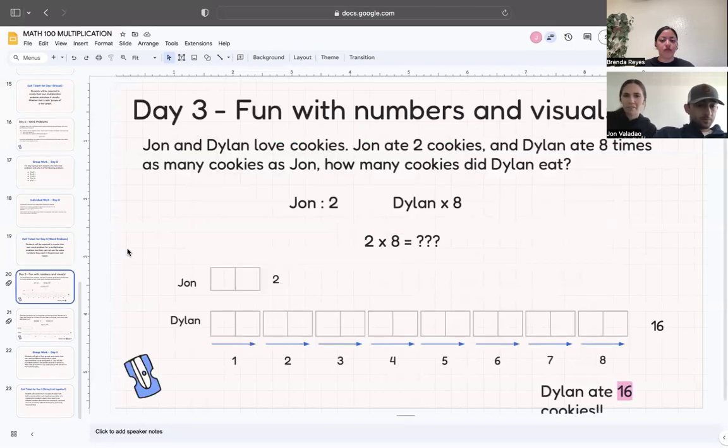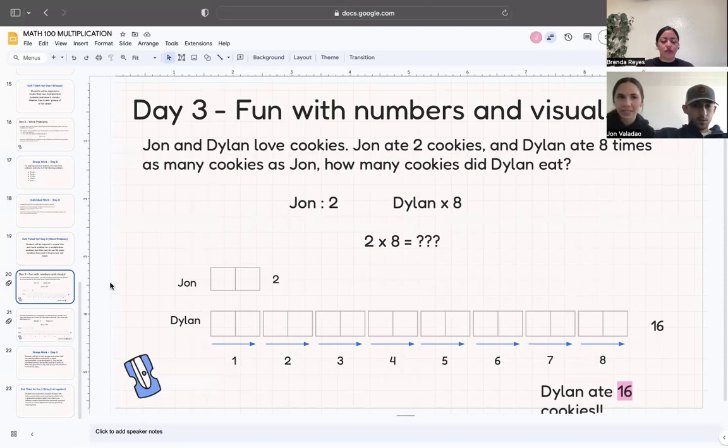And then day 3, fun with numbers and visuals. This is going to be combining what we learned in day 1 and day 2. We're going to be taking the visual solving of the multiplication problems and mixing it with their own word problem. And I have a couple examples here that we would show the class. No answers. The students will have to just solve this as review, and then we'll have some where they have to make their own word problem and solve.